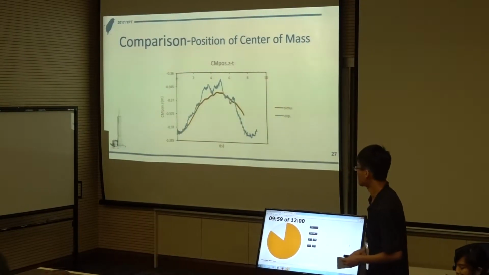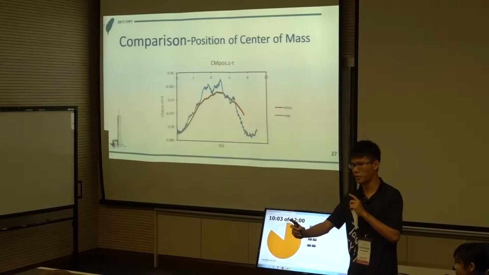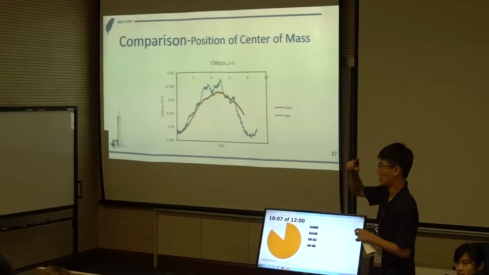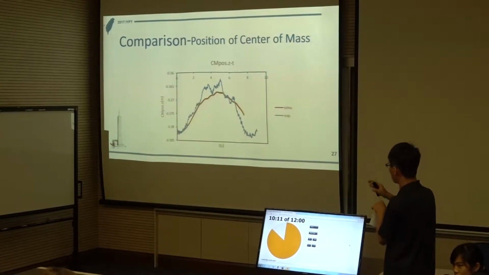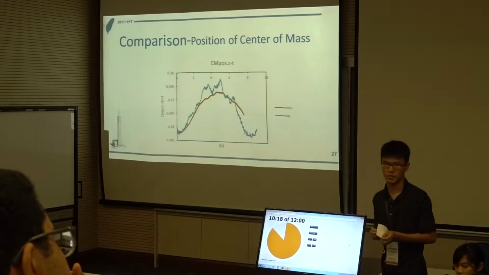And for the Z direction, because we actually calibrated the view angle on the forward part and the back part, we didn't calibrate the vertical direction. So the experimental data is a little bit different from the simulation, and there's a little bit of tilt in the experimental data.